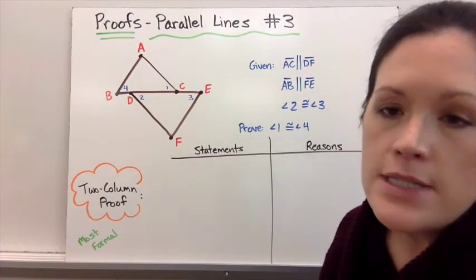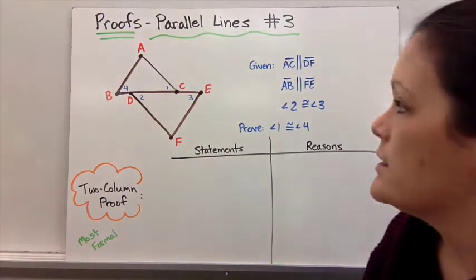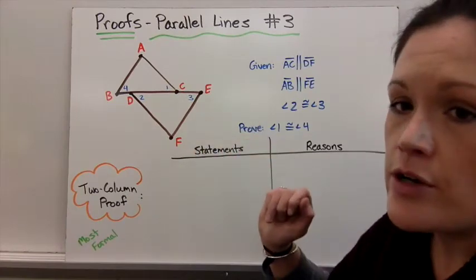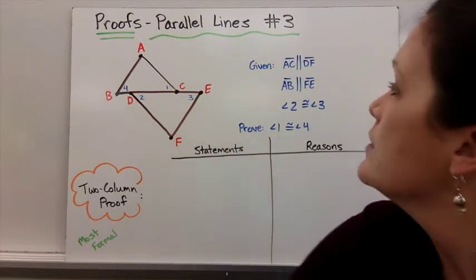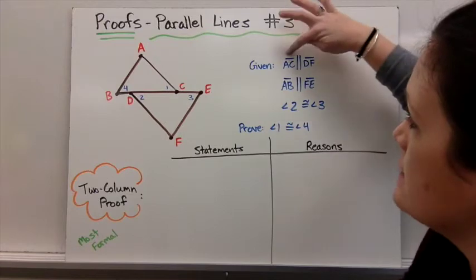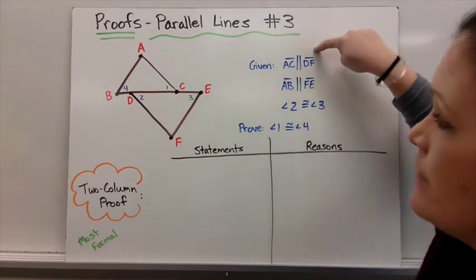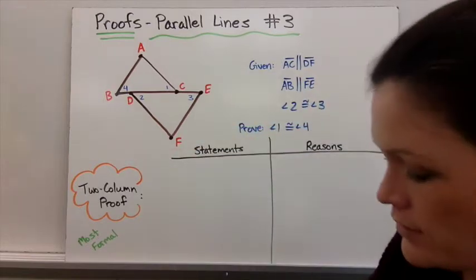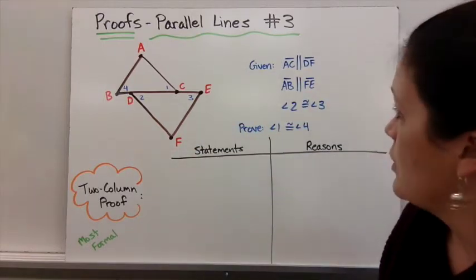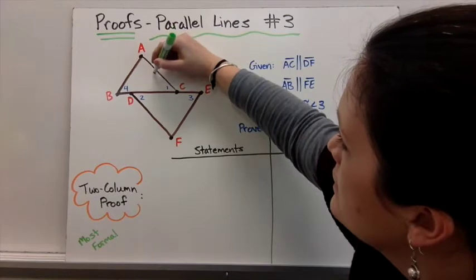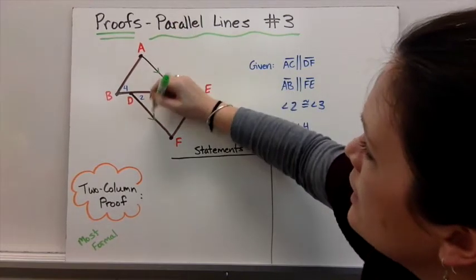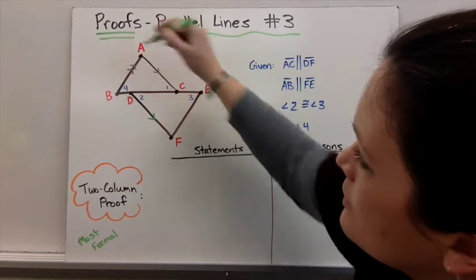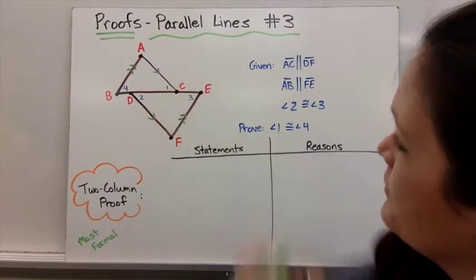Let's look at our third example of proofs involving parallel lines. I've drawn the figure here, so draw it in your notes and make sure to label it properly. We are given that segment AC is parallel to segment DF, and segment AB is parallel to FE. So let's go ahead and label those in our figure. I'm going to label AC is parallel to DF, and AB is parallel to EF.